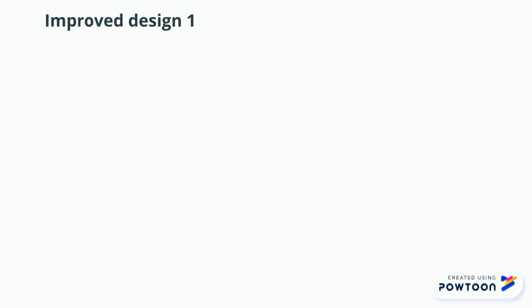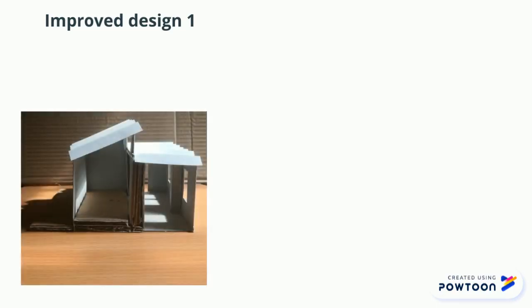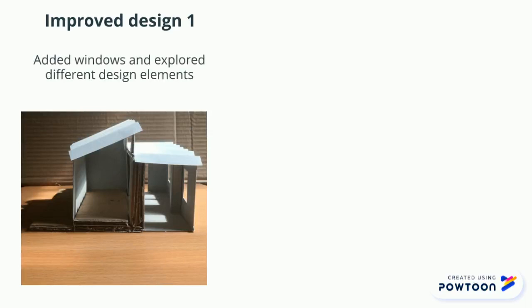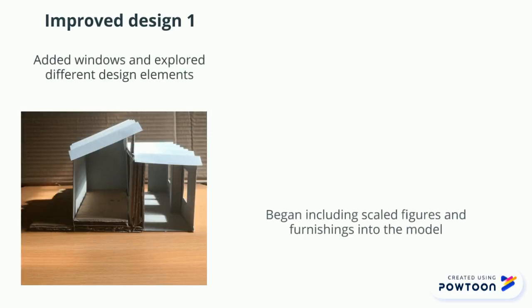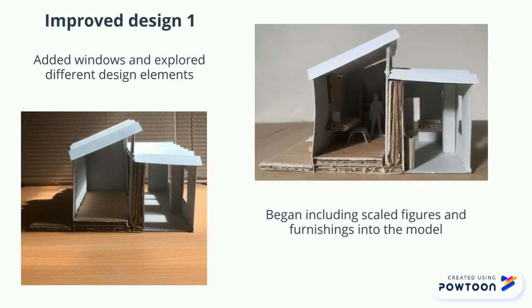In my first remodel, I began adding windows and explored different design elements, such as a slanted roof and different height elevations in the building. Then, I began adding scale figures and furnishings into the model, further helping me to understand how the workspace would be used later on.